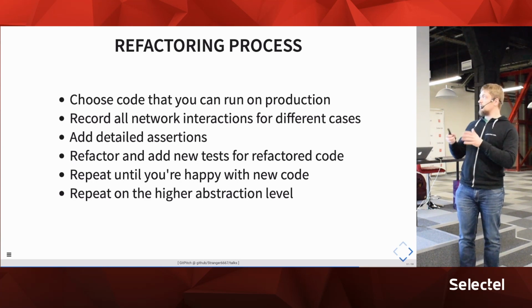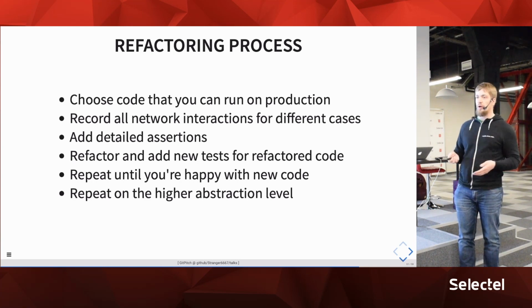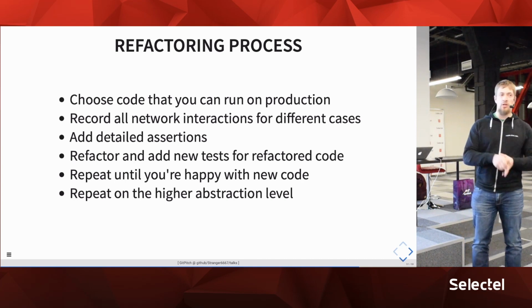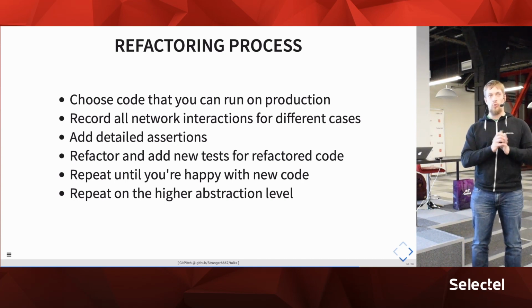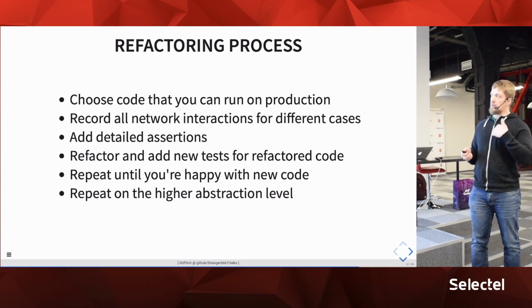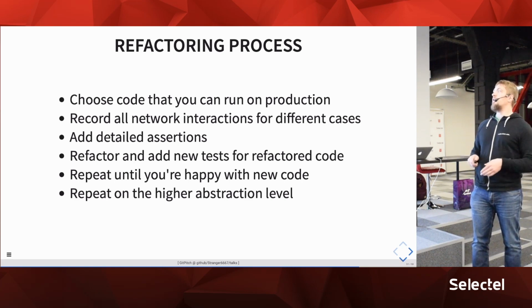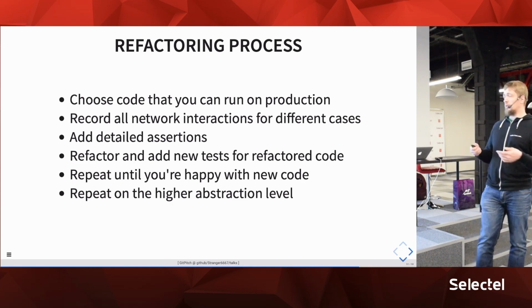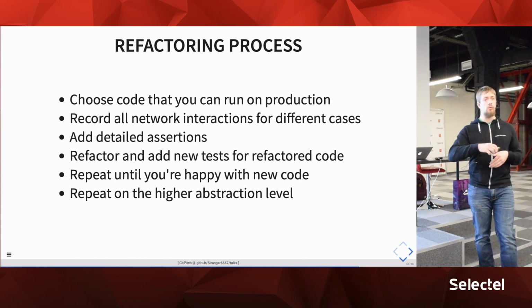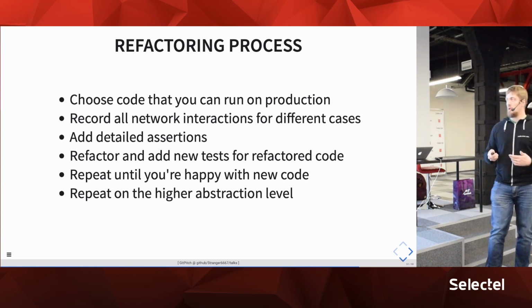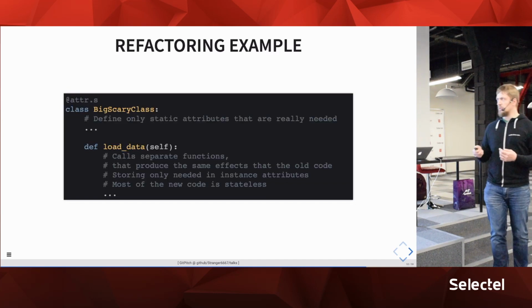You're just choosing some part of the code that you could safely run on production or sandbox or an environment like this. You record all network interactions for different cases, as many as you need. The more the better, basically. You add more detailed assertions about your instance state. Then you refactor your code and add tests for the new refactored code. Then you repeat until you're happy with the new code, and then you go to some upper abstraction levels and do the same. And the class looked like this in the end.